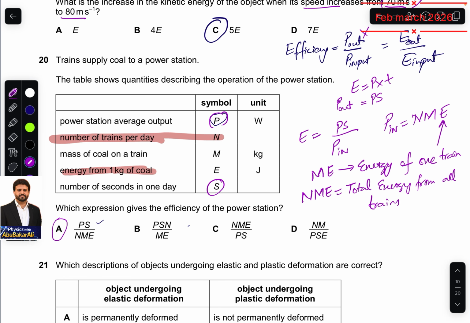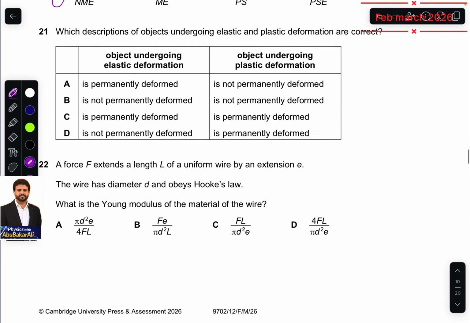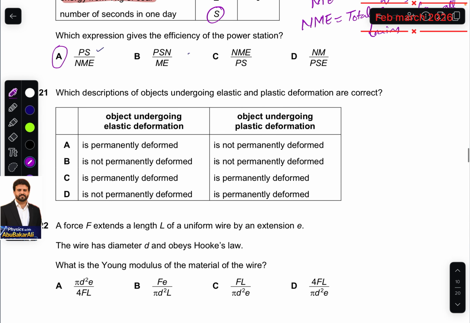Okay, so this is how it is making sense. Let's move forward. Question 21. Which description of the object undergoing elastic and plastic deformation? Elastic deformation is when you remove the load, the object will go back to the original shape, and plastic is it will not go back to the original shape. So it is option D.